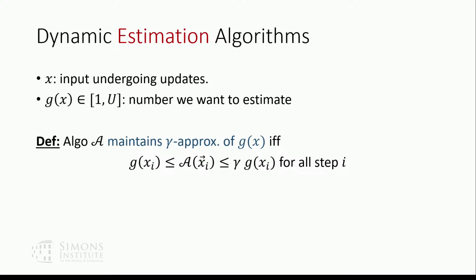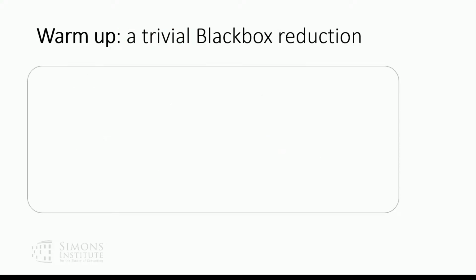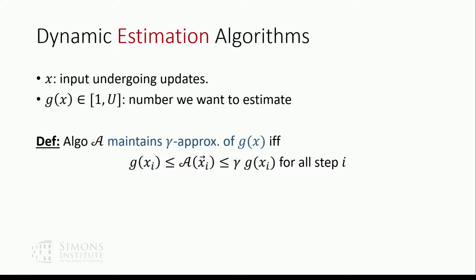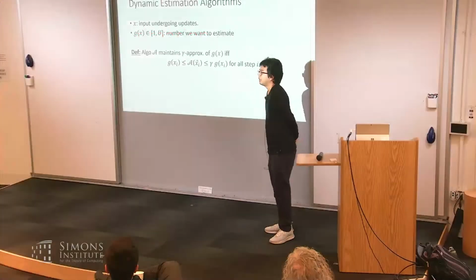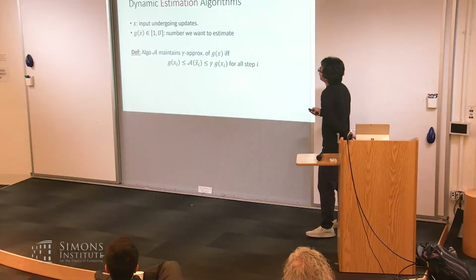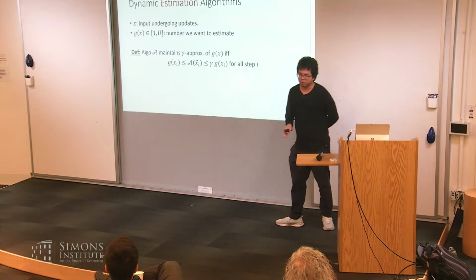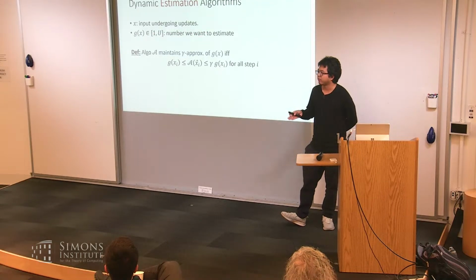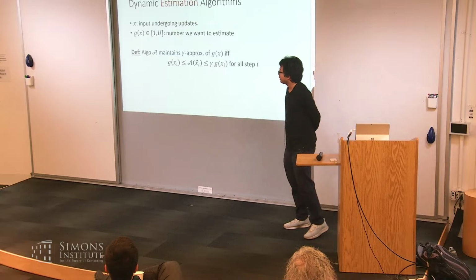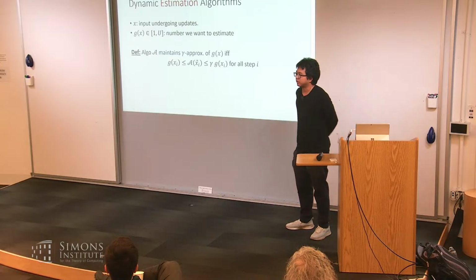And now let's see one very simple black box transformation. Yes? I would imagine this is in a probabilistic setting. So do you need probability somewhere? Good. So I want this to hold for every step i, let's say with probability at least 0.9, for all steps, actually.